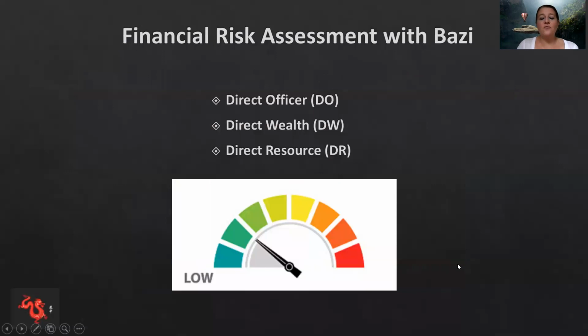Now, let's start off with the ones who are at a pretty low risk of ever going broke because they're way too organized. If you have the Direct Officer, the Direct Wealth, or the Direct Resource star as the main stem in your month pillar, you don't really have to worry about ever going broke, because those three are the savers. Specifically, the Direct Officer, we call the goalkeeper. If that is the main stem of your month branch, then you very likely have a financial goal you work towards, and you do this very systematically, very methodically, and in a very organized manner.